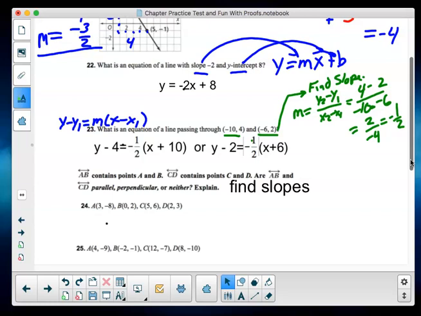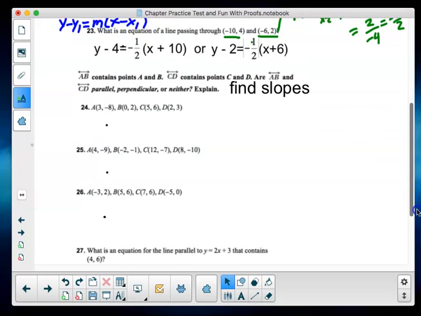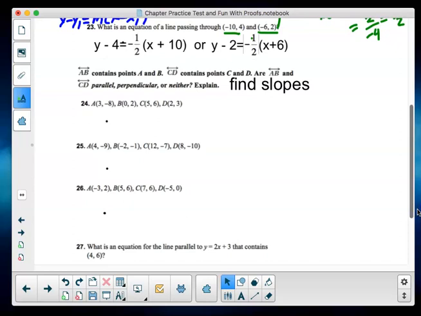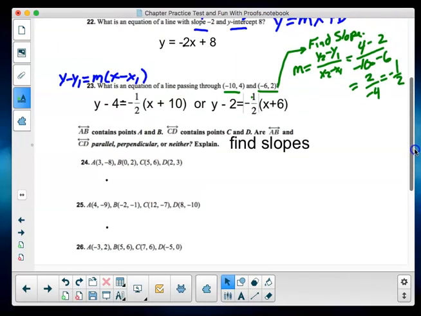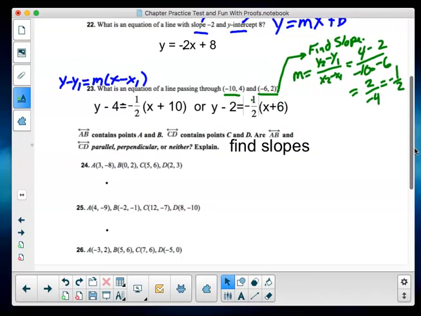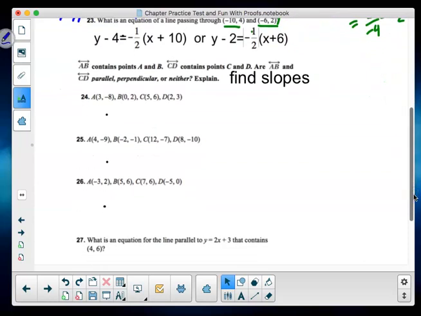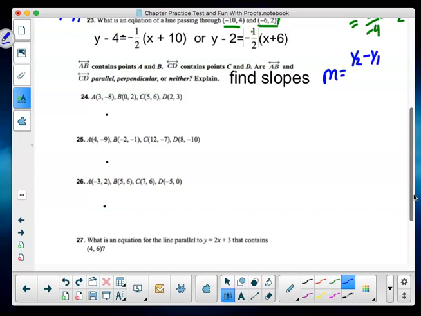Now, segment AB contains points A and B. Segment CD contains points C and D. Are segment AB and segment CD parallel, perpendicular, or neither? Find the slopes is our hint. So I have to find the slopes in 24, 25, and 26. Again, I am just using the slope formula: y sub 2 minus y sub 1 over x sub 2 minus x sub 1.